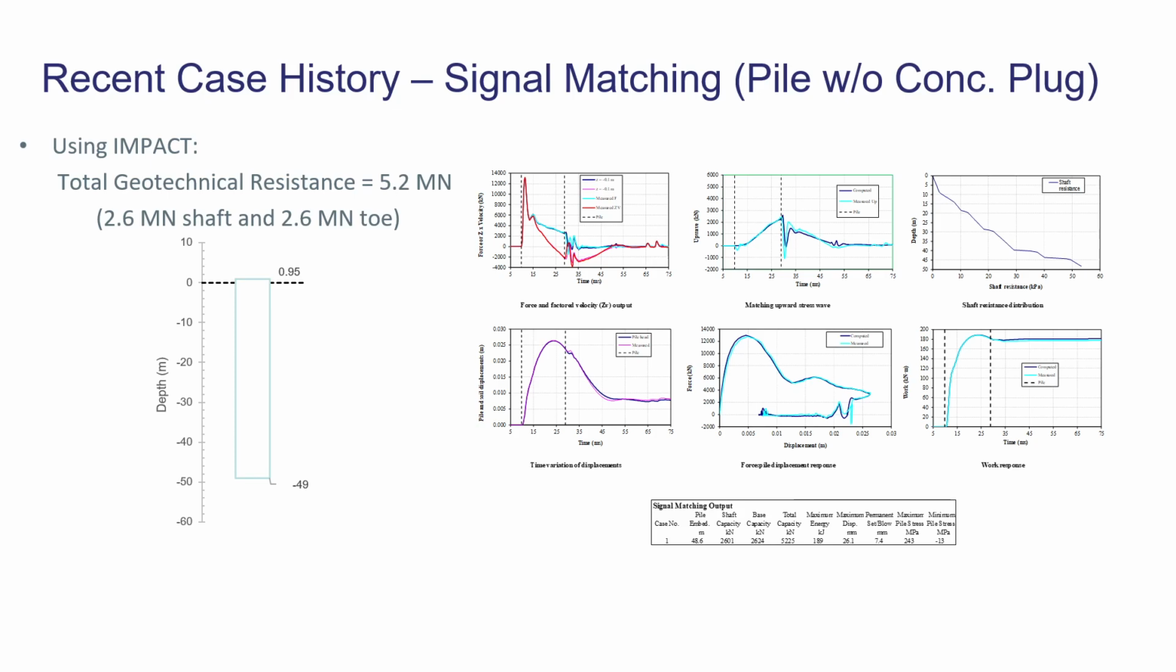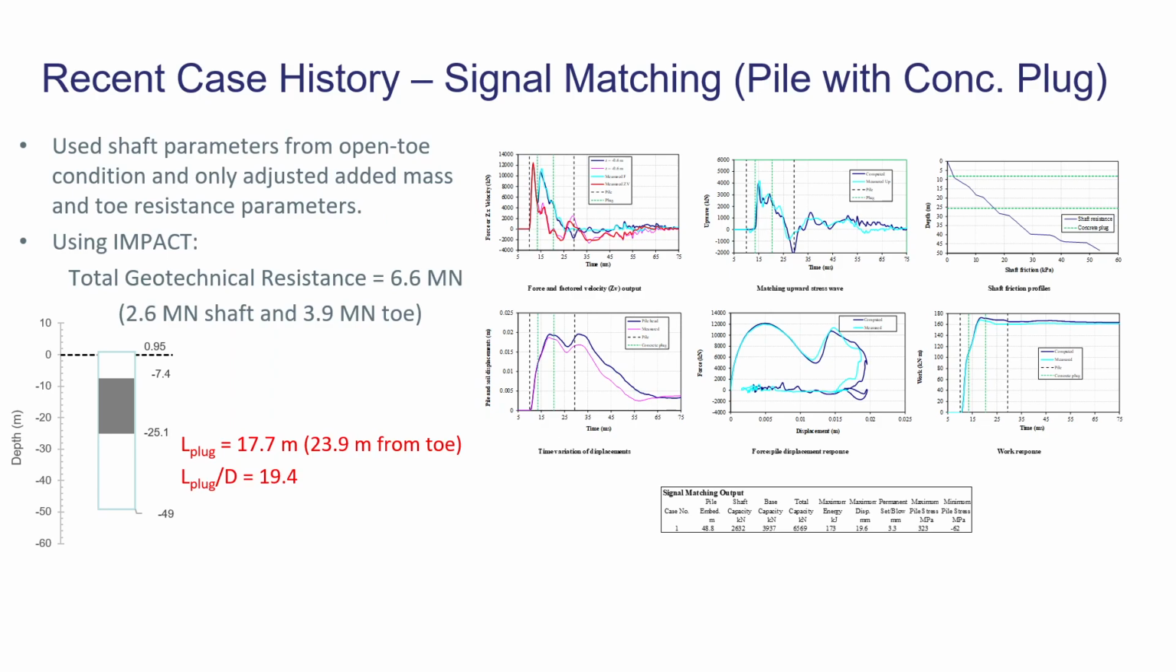So this is our signal matching that was done on the pile without the plug. So we've got a match on the upwave, not perfect, but it's a pretty decent match. FZV, we've got a displacement versus time, and force versus displacement, energy, and so on. So overall, we end up with 5.2 meganewtons, 2.6 meganewtons on the shaft, 2.6 meganewtons on the toe.